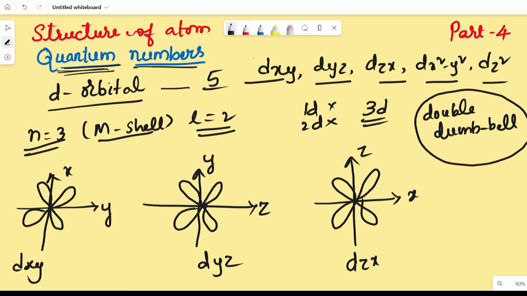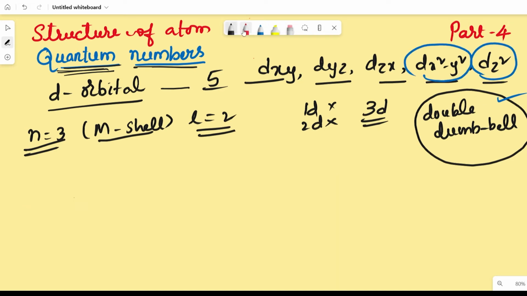The shape of the s orbital is spherical. The shape of the p orbital is dumbbell. But the shape of the d orbital is double dumbbell. See here, the loops are present between the axes: x and y, y and z, z and x, for dxy, dyz, dzx. So here also you will get a number of questions. For the dxy, dyz and dzx orbitals, these loops are present in between the axes.